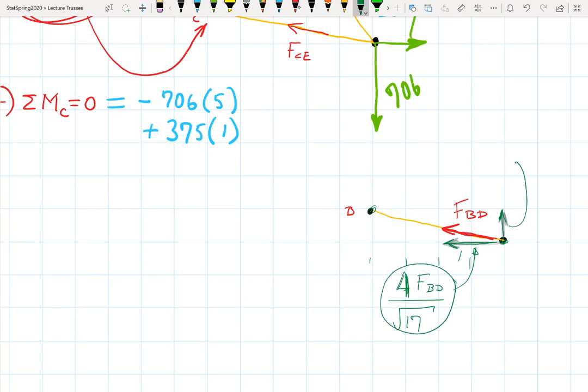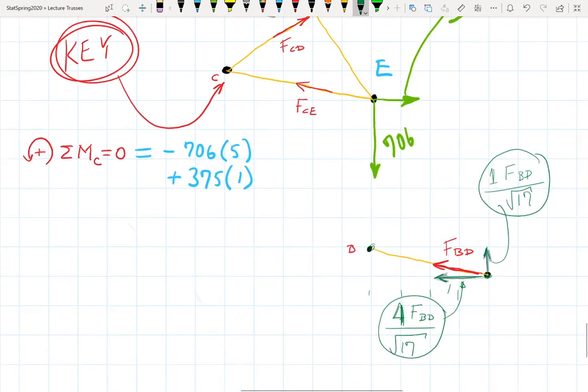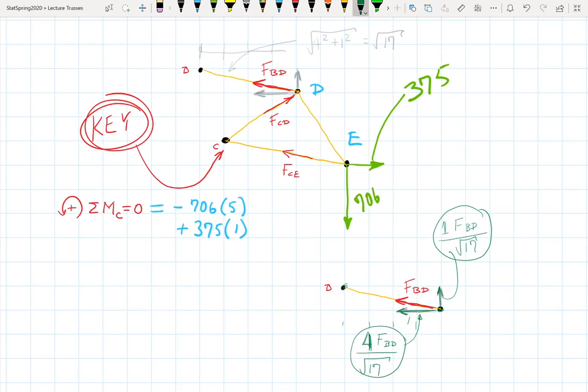This one is 1 times F_BD over square root of 17. Okay. So now that I have these two magnitudes, I can come back in and take this particular force. Its moment arm is 2, and it is going about C in a positive way, so it is plus. Now, this component is this one: that would be 4 over square root of 17 times F_BD. Moment arm from here to here, 2.